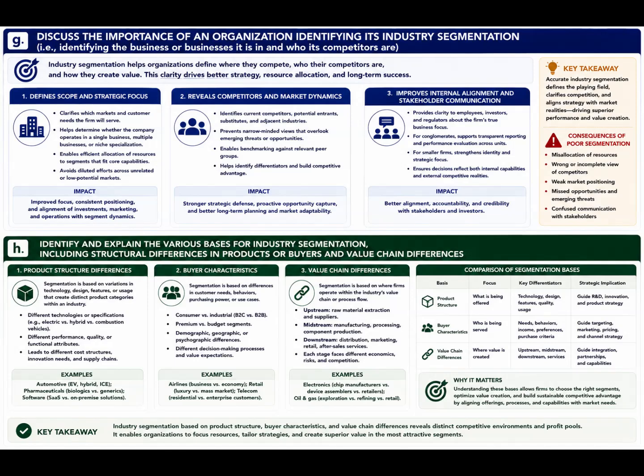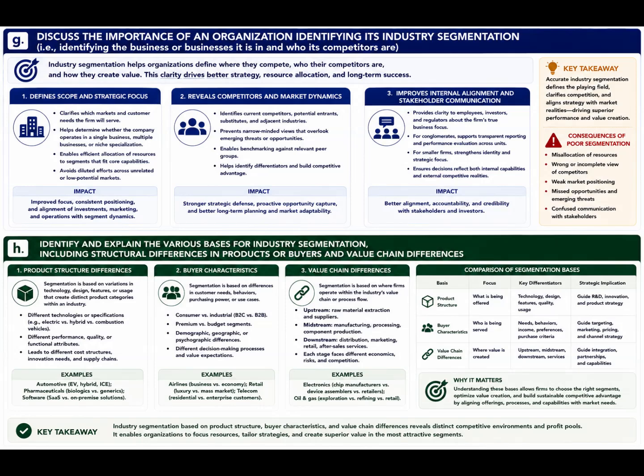Proper segmentation also supports resource allocation and growth decisions. By distinguishing among different business lines or segments, management can evaluate profitability, growth potential, and risk exposure within each segment. This enables informed decisions about expansion, divestment, market penetration, or diversification. Ultimately, identifying industry segmentation enhances strategic clarity, reduces misalignment, and strengthens the organization's ability to achieve sustainable competitive advantage.